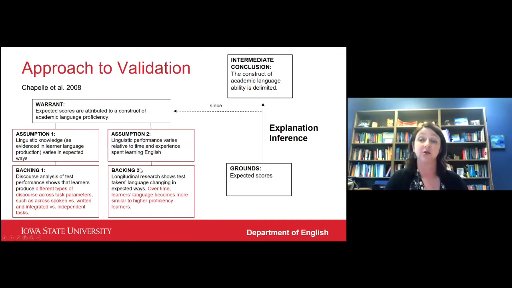Okay? So over time, we would expect that learners' language becomes more similar to higher proficiency learners as their proficiency also increases. So here, what we're doing is we're using learner corpora to provide evidence of language variation between learners and making sure that that variation is happening in the ways that are expected.